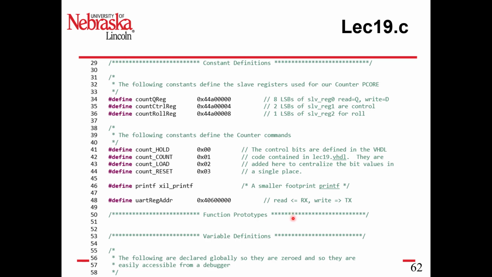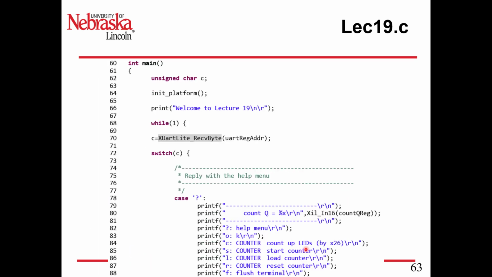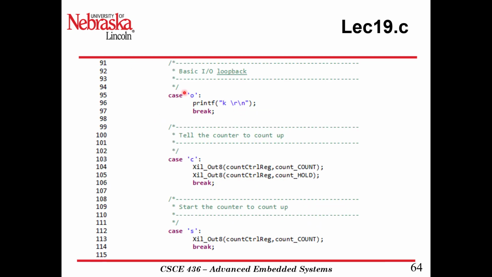Create function prototypes for the functions as you need. Inside, it's just going to be reading a value from the UART. Question mark will output the help menu. We can do a loopback, so it's just going to print back out whatever values we type in.